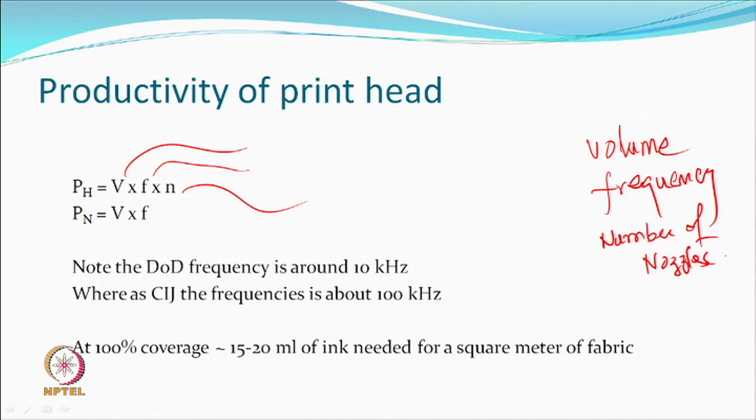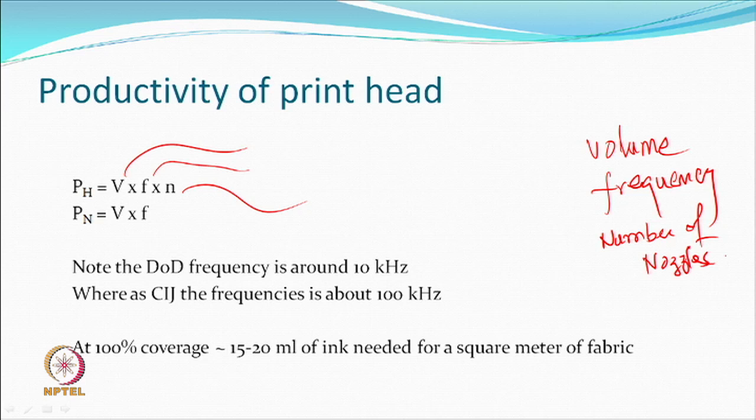Sometimes you can define it by productivity per nozzle, in which case you have only V and F. It is again repetition of the previous thing, that for drop on demand, the frequency, as we said, 10 kilohertz for example could be, or more as we have seen before. But for the same kind of quality, the frequencies to be used for the continuous inkjet would be 10 times more.